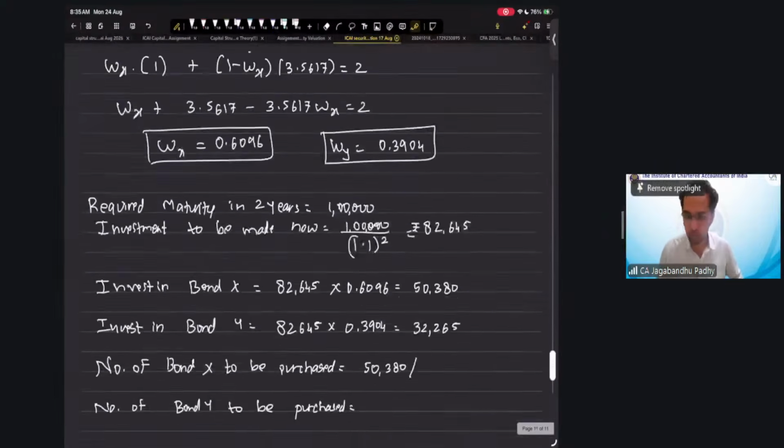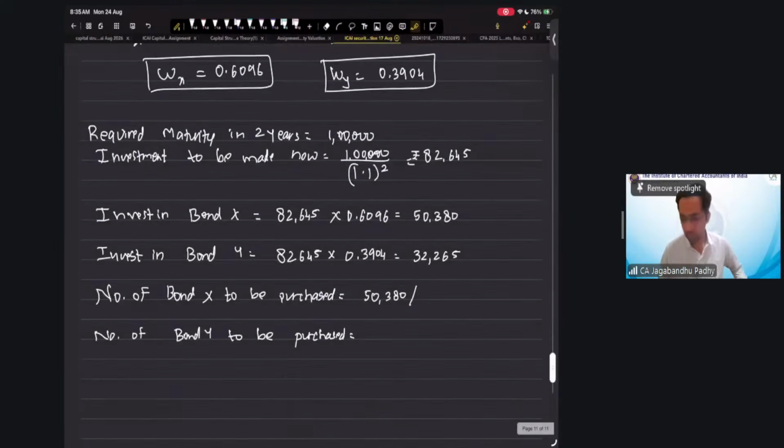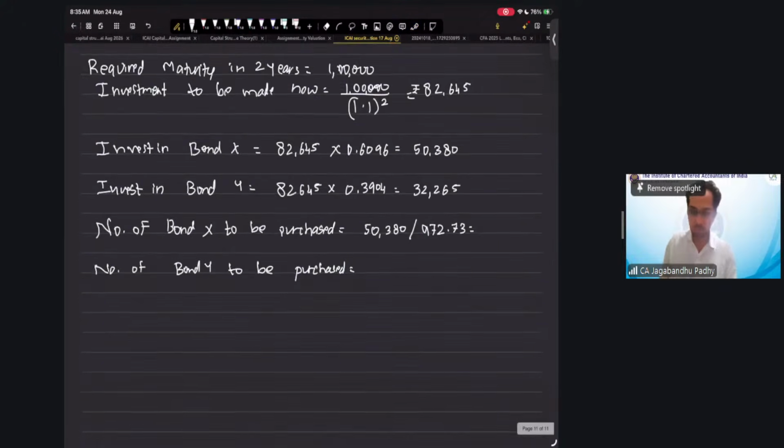So what was the price of bond X? You might have computed, guys, the total of all PVs. Price of bond X is 972.73. So this comes out to be how many bonds? You can keep decimals in the bond, assuming that fractional investment is allowed. 50,380 divided by 972.73 is 51.79 bonds.